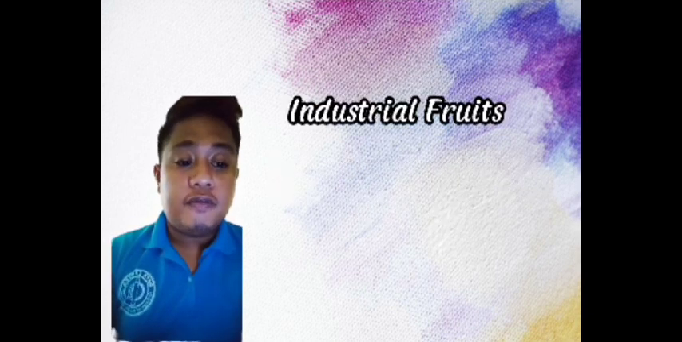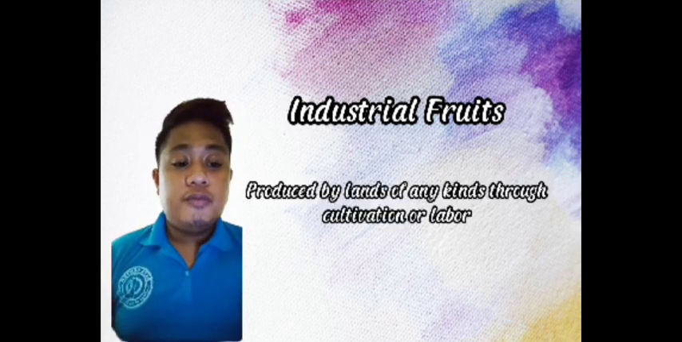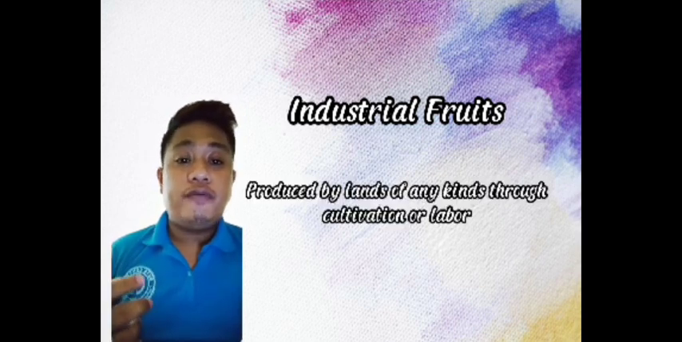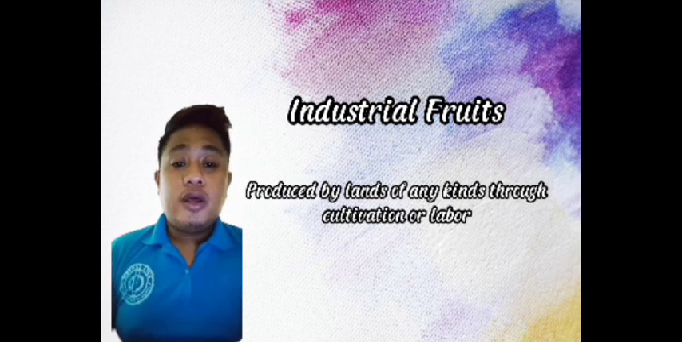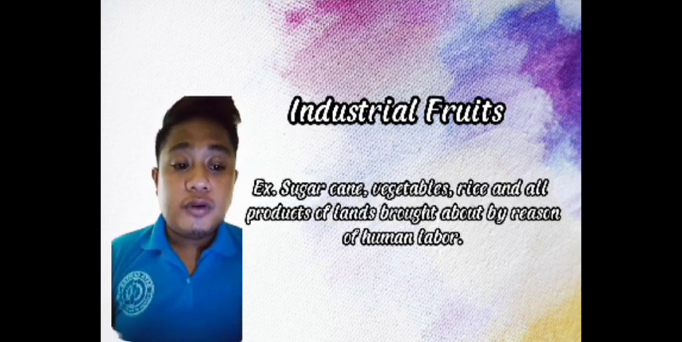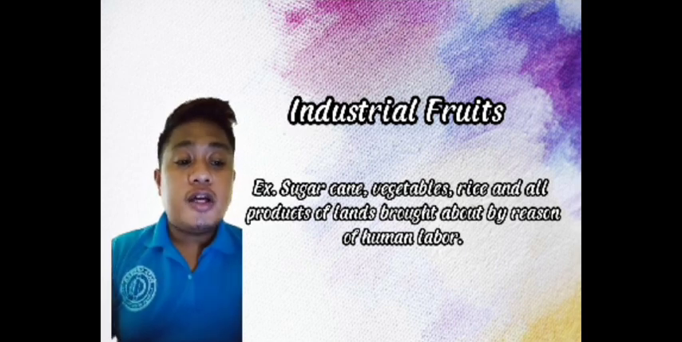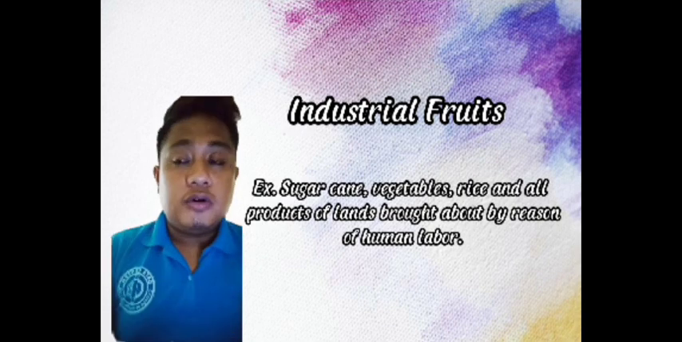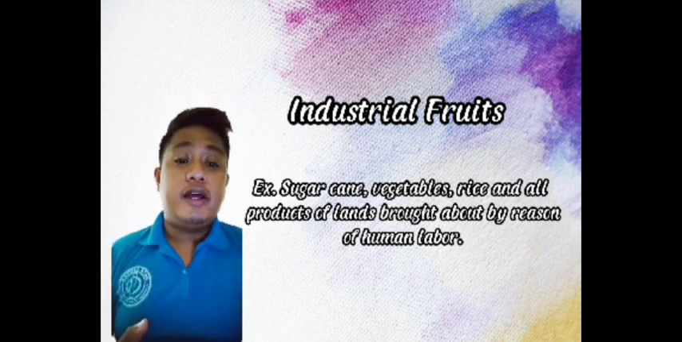Second, we have the industrial fruits, produced by land of any kind through cultivation or labor. We have examples here like sugar cane, vegetables, rice, and all products of land brought about by reason of human labor.